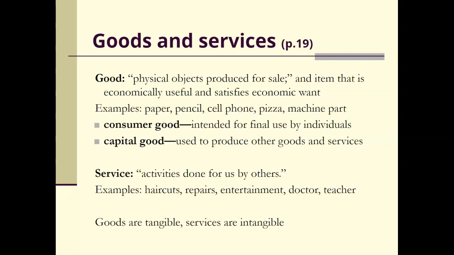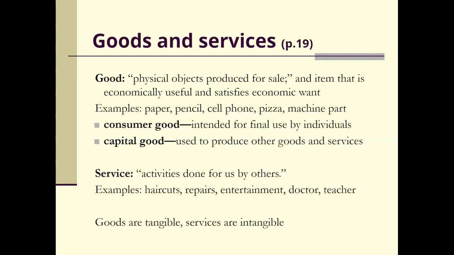So as I look at my desk, I can see that I have a face mask, I have a bottle of hand lotion, I have a glass water bottle, I've got some cords plugged into my machine, and I have paper. Those are all consumer goods. They're intended for final use by individuals. On the other hand, the capital goods are those goods that are used to produce the goods or the services that I have. So a sewing machine, for example, was used to produce my face mask.